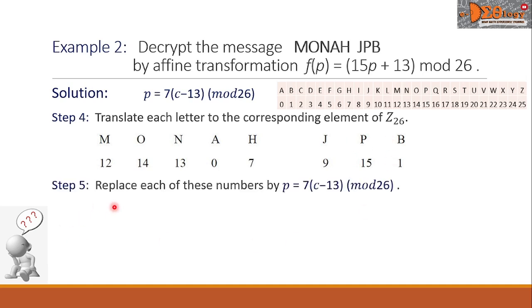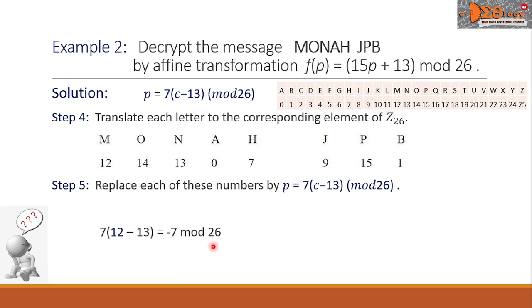Then step 5, replace each of these numbers. Let's begin with the first number, 12. So it becomes 7 times (12 minus 13). So the answer is negative 7.